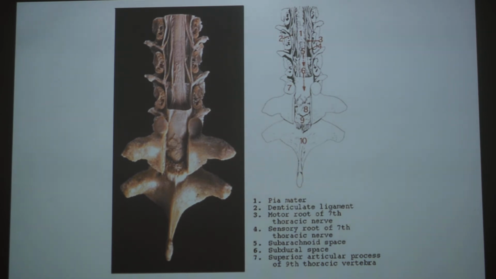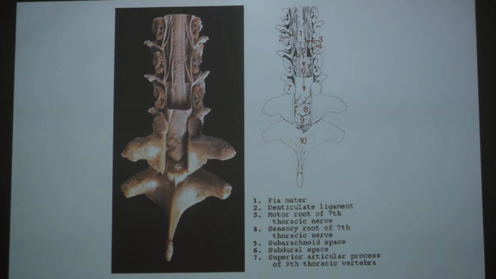The space between the dura and the vertebral arch is the epidural space, and you can put an anesthetic there. You can do an epidural anesthesia by putting an anesthetic into the potential space between the vertebral arch and the dura mater. Then you have the arachnoid mater. There is a subdural space which is between the dura and the arachnoid, and then below the arachnoid there is the subarachnoid space, and this subarachnoid space contains CSF.